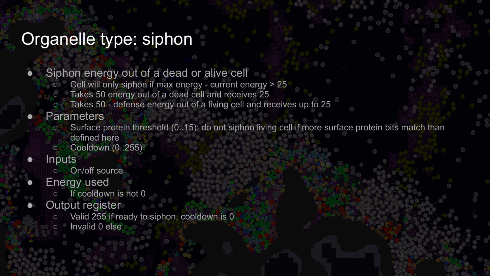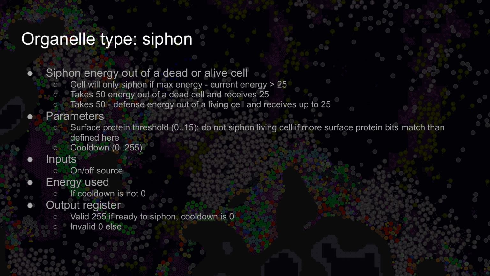The first parameter is the surface protein threshold. If more bits match between the surface protein numbers of the two alive cells, no siphoning will take place. This does not affect dead cells, no surface protein matching happens there. The second parameter is cooldown. This organelle counts down too and is able to siphon if cooldown reaches zero. The cooldown resets after siphoning happened.